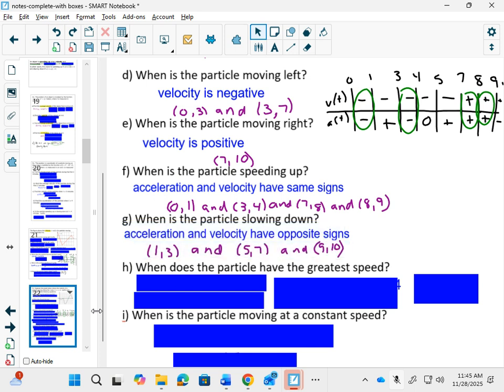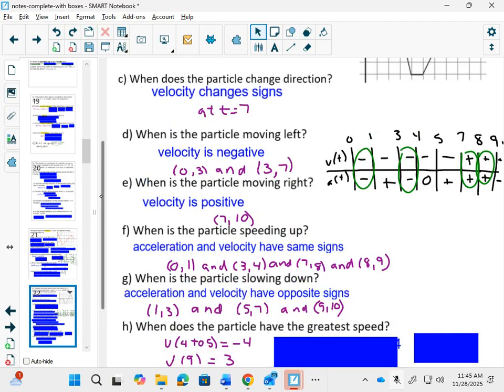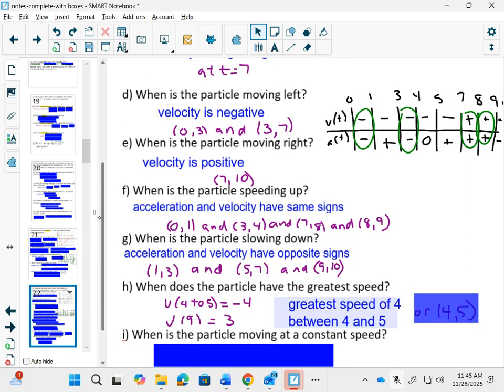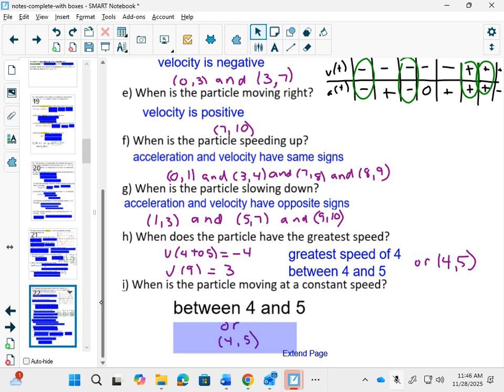When is it slowing down? 1 to 3, 5 to 7, and 9 to 10. Oh, I should also, oh yeah, because from 4 to 5, it's constant. This one, when does it have its greatest speed? Well, the highest it ever gets is 3, but the lowest it ever gets is -4. Its greatest speed is 4, and that happens from 4 to 5. And that's also the time that it has its constant speed.